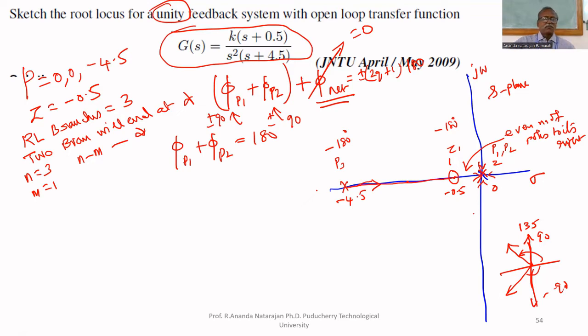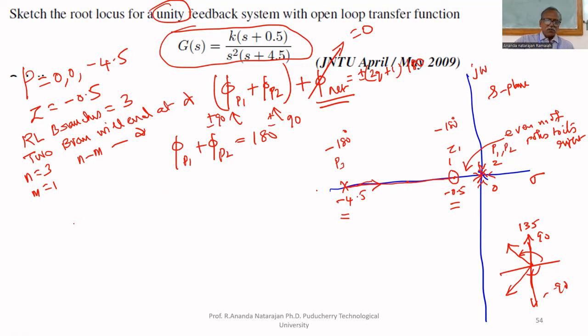That point we got. Here, is there any breakaway point? Is there any possibility of a breakaway point? It starts at minus 4.5, ends at minus 0.5. Therefore, there is no breakaway point we can assume. But it is not so in this sum. There is a breakaway point. If you find it, you will get it.